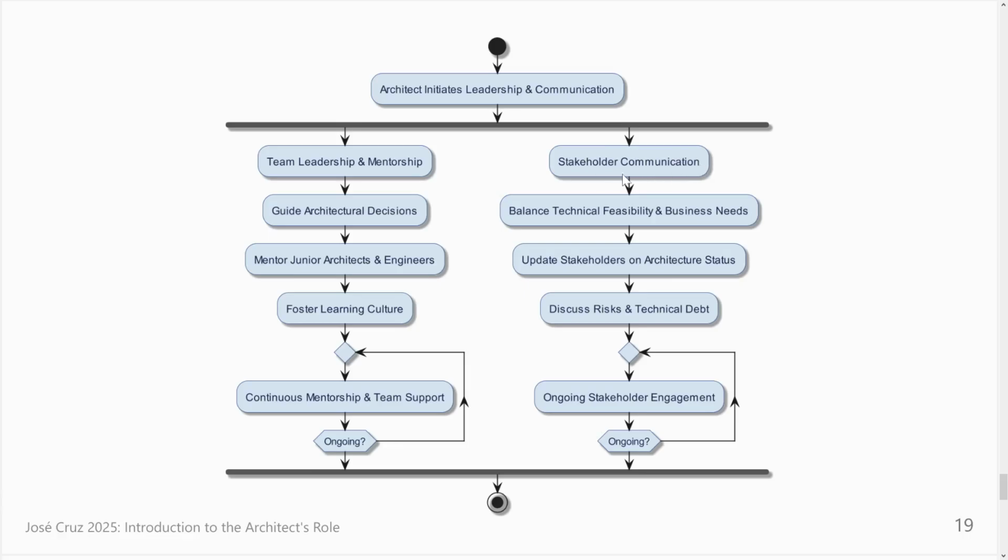And then at the same time, we have stakeholder communication: balance technical feasibility with business needs, update stakeholders on architecture status. Always remember that you are doing things for the stakeholders, not for you. Okay, discuss risk and technical debt again, and ongoing stakeholder engagement. Constantly talk with them. Okay.